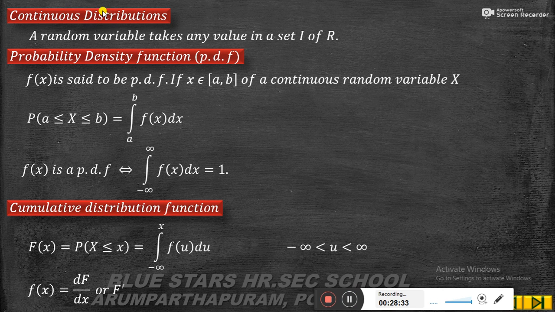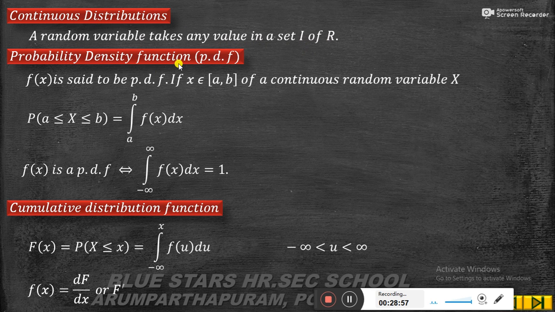So you see here continuous distributions. Now we discuss the definition of the continuous distribution, probability density function, and cumulative distribution function. Continuous distribution means a random variable takes any value in a set I of R. Set means a set of integers or real numbers, the real set.